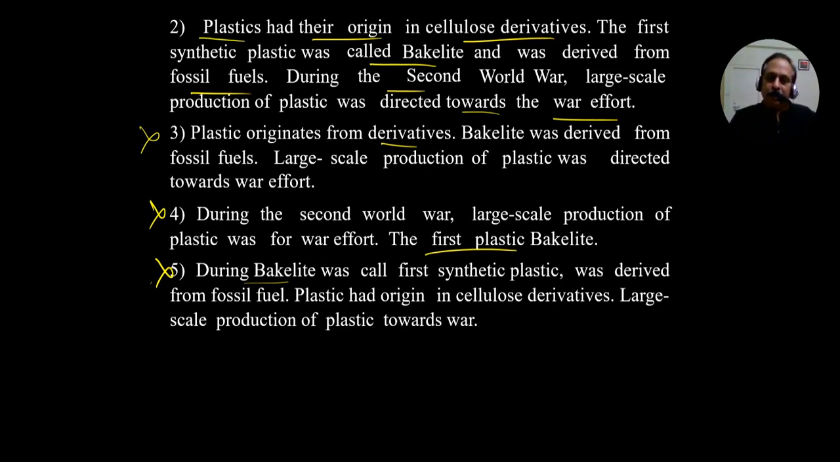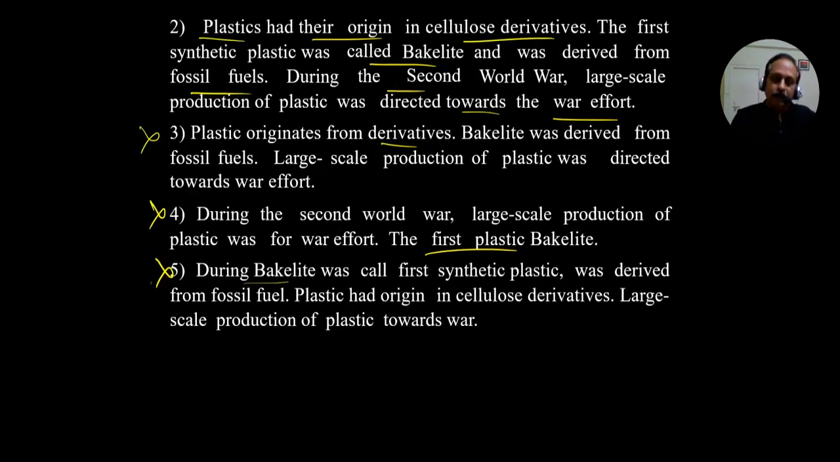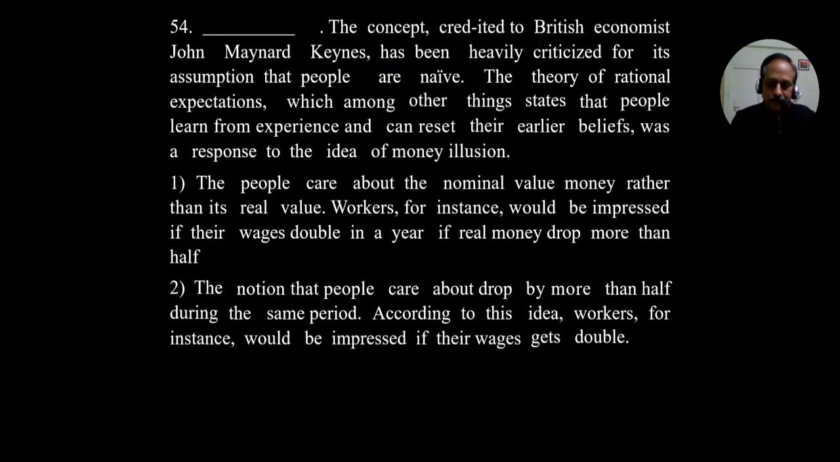Plastics had their origin in cellulose derivatives. The first synthetic plastic was called bakelite and was derived from fossil fuels. During the Second World War, large-scale production of plastic was directed towards the war effort. However, with the declaration of peace, there was a need to do something about the installed capacity. And so, in 1946, Tupperware company came into being. After that, the negative dimensions of plastics.